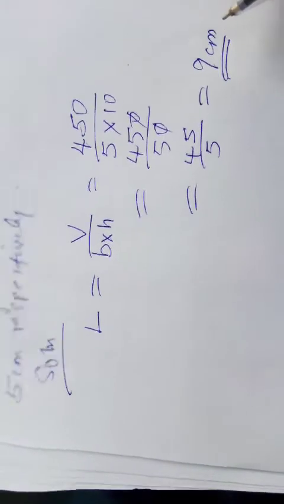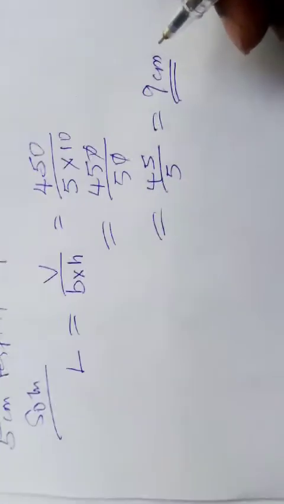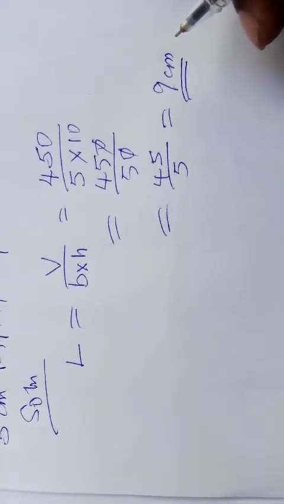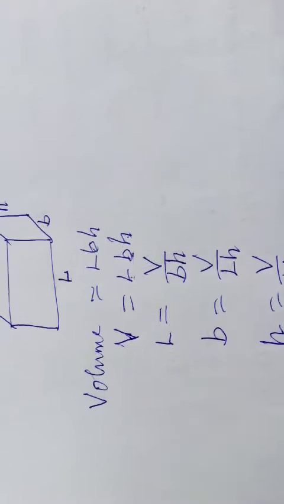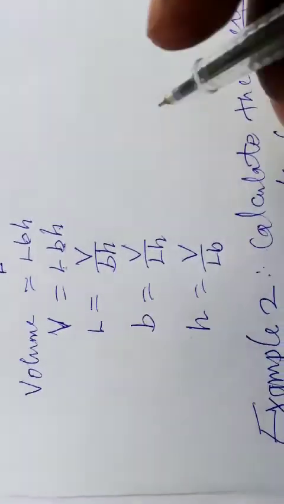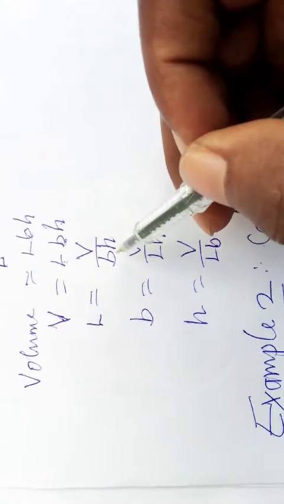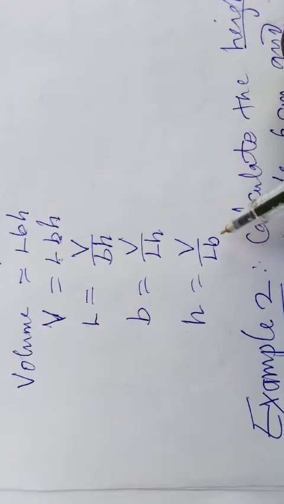Alright, so that is what we are going to end with today. We can actually calculate the breadth and the height using the formula. Please remember the formulas: length equals V over BH, volume over breadth times height. Breadth equals volume over length times height, and height equals volume over length times breadth.